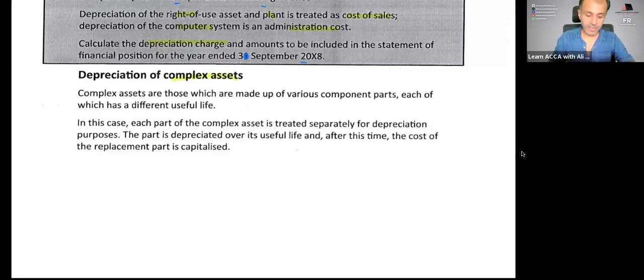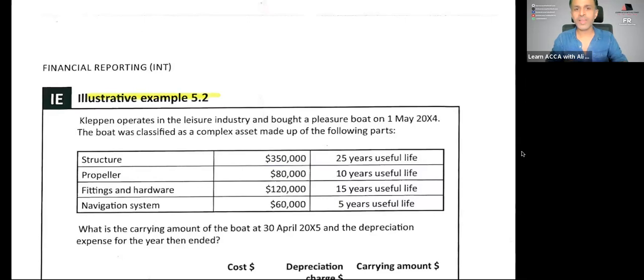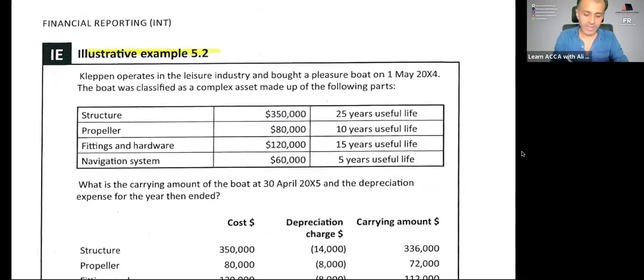That's what has been written over there. A complex asset is made up of various components, each with a different useful life. Each component is treated separately for the purpose of depreciation. The illustration on the next page illustrates this very nicely. K operates in the leisure industry and has bought a boat, a ship, on 1st of May 2004. The boat was classified as a complex asset.